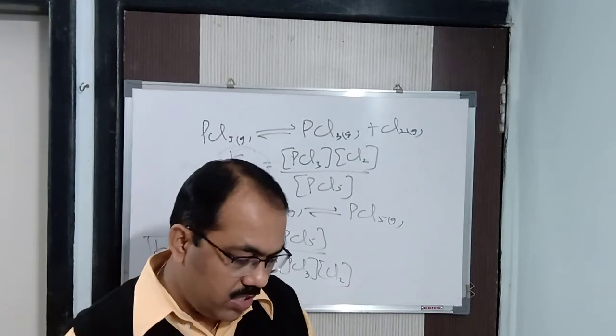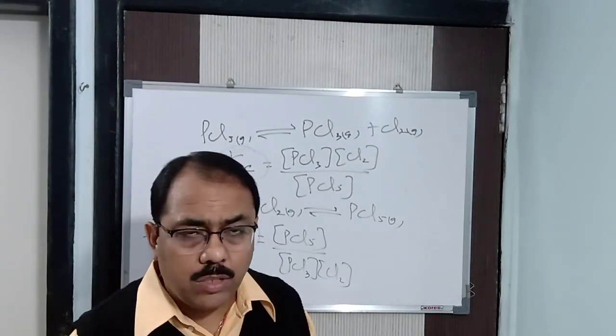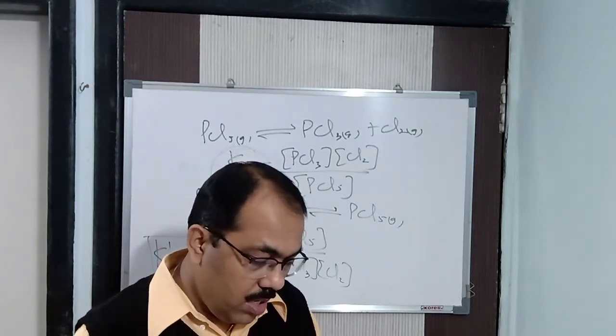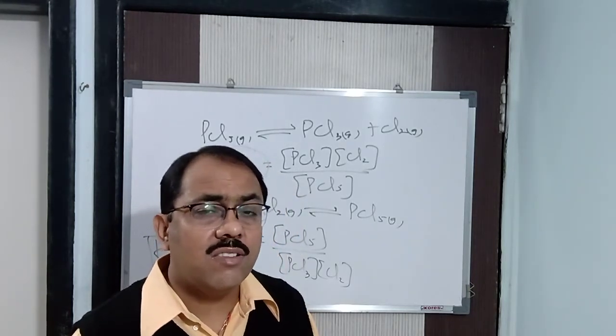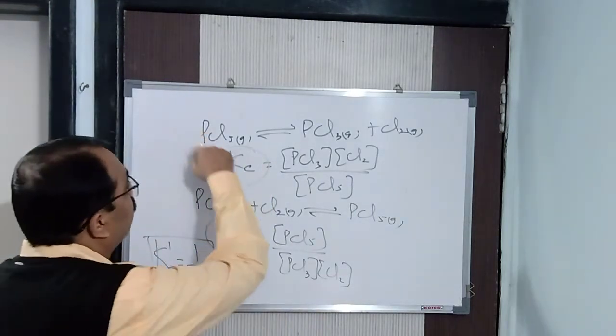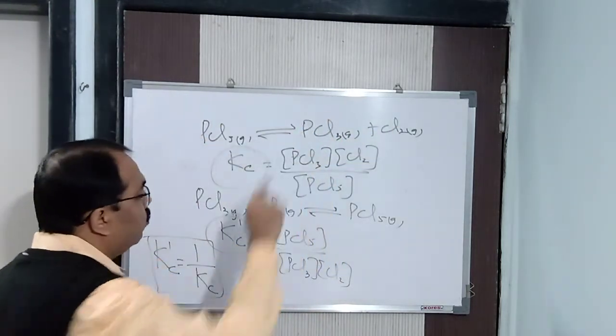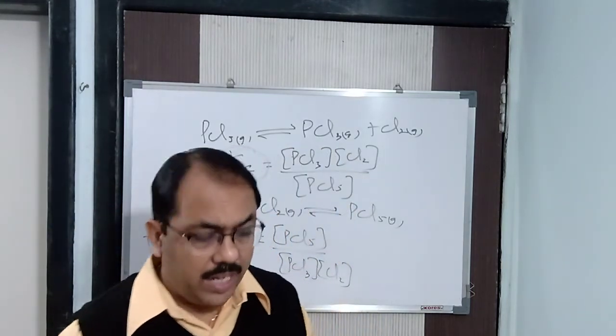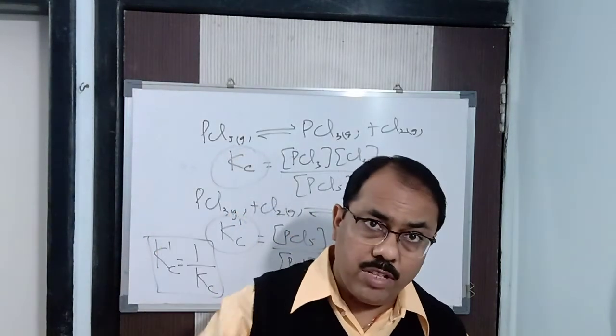Similarly, if an equilibrium reaction is multiplied by 2, instead of dividing, the new equilibrium constant is the square of the original one. Suppose I am multiplying this equation throughout by 2, the new equilibrium constant which I will be getting, that is K dash, will be the square of the original one. So K dash will be K square.